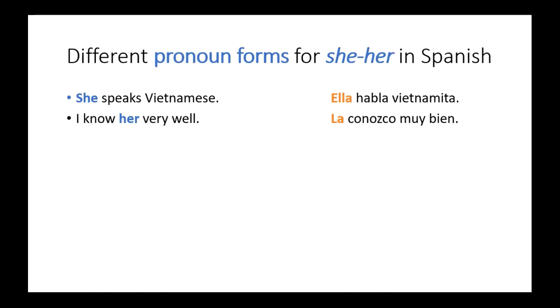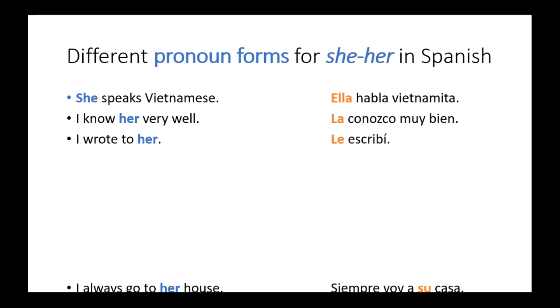But now look at what happens with I wrote to her, if you have the indirect object. In English you still say her, in Spanish you have to say le. So notice that in Spanish we distinguish between the direct object and the indirect object, which is something that you do not do in English. Okay, so in Spanish you would get la, and then here you get le. So you have to know if something is a direct or an indirect object.